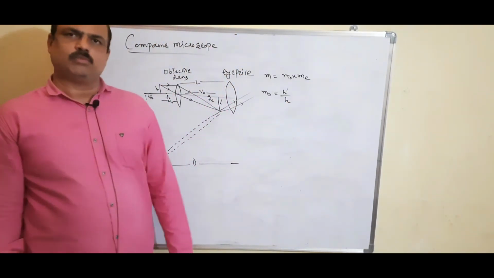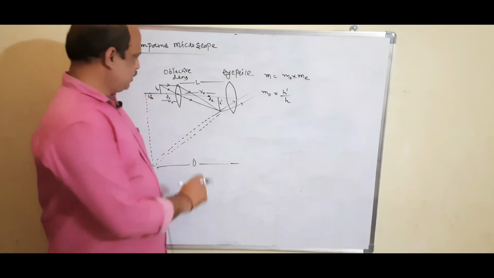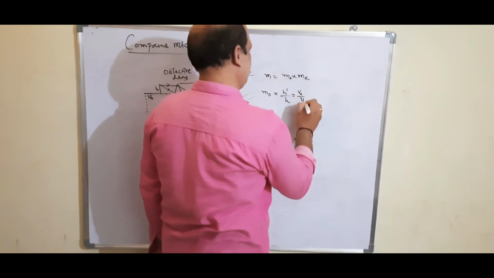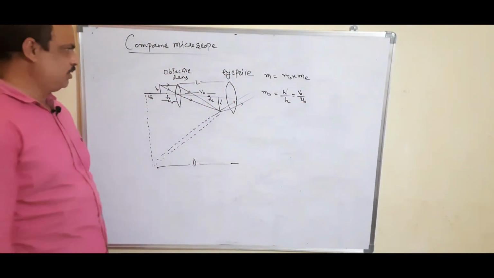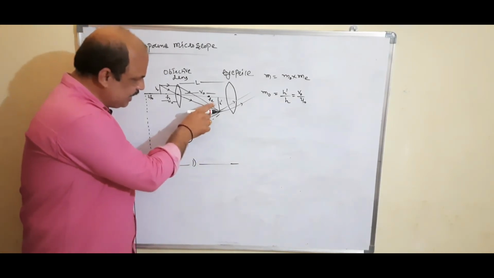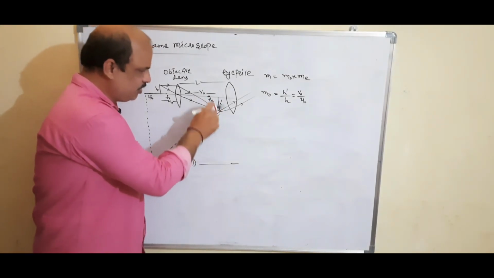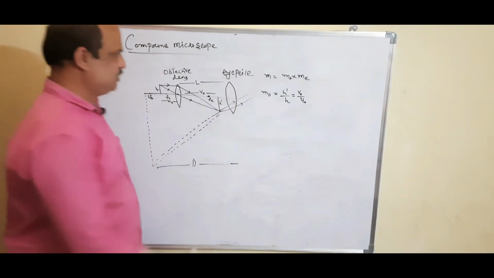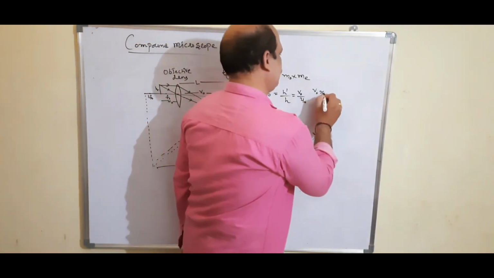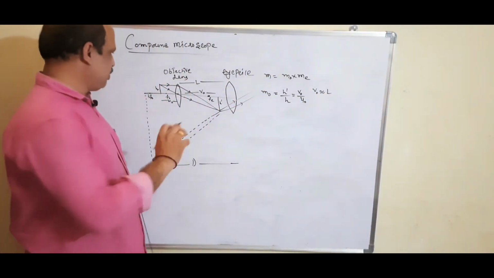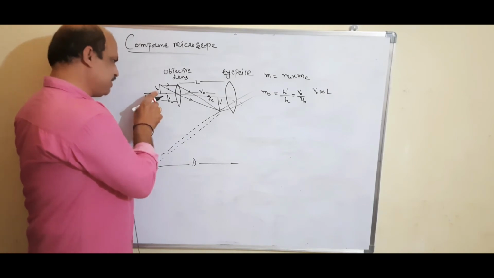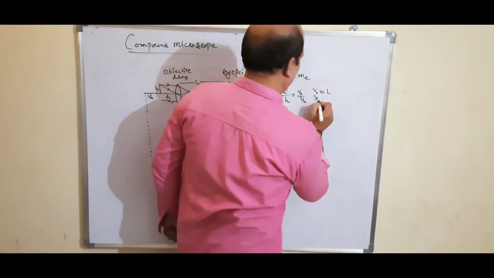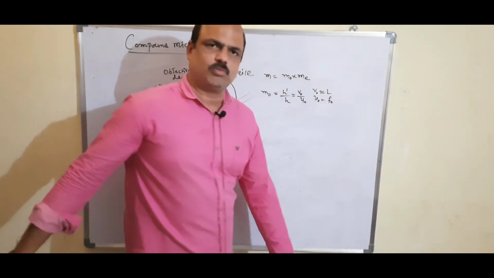Here we follow some approximation. So that is equal to V0 by U0. So if this image is adjusted very near to the eyepiece, then V0 is almost equal to L. And also if the object is adjusted very close to the objective lens, U0 is almost equal to F0.